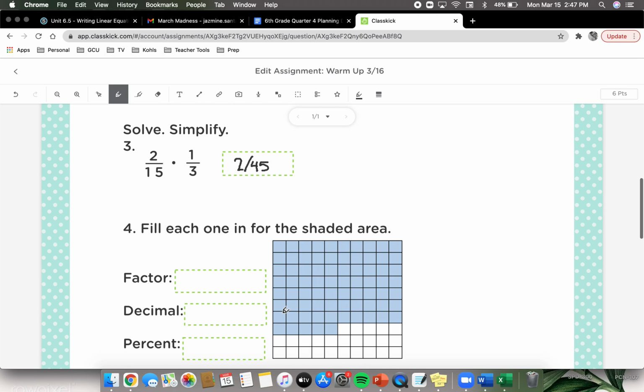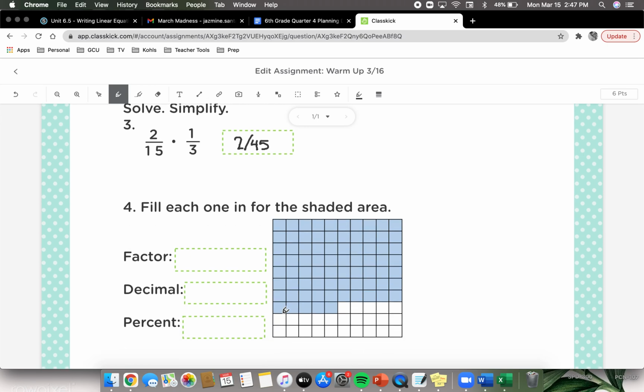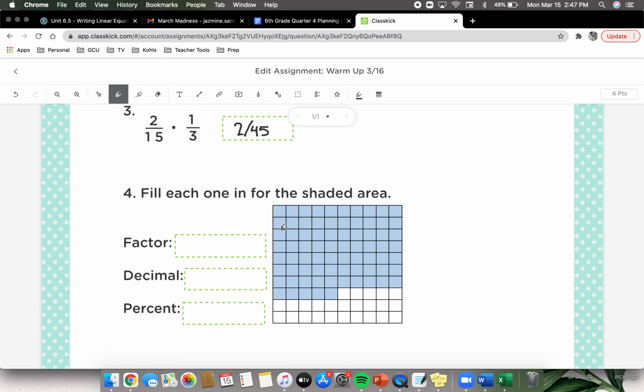Moving on to number 4, it wants us to fill in each one for the shaded area. So we know that this is a 10 by 10 square, and 10 times 10 would give us 100. So there's 100 little squares on the inside of this big square. And we have to fill in the fraction, decimal, and percent for the shaded area.